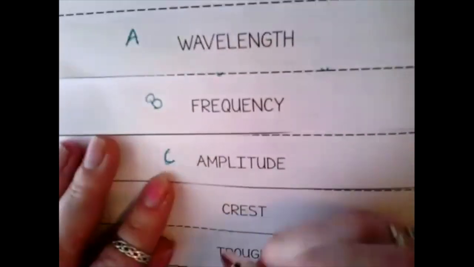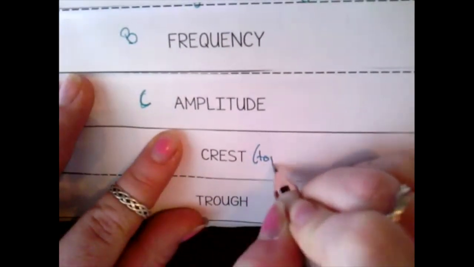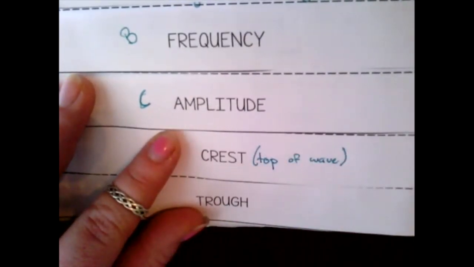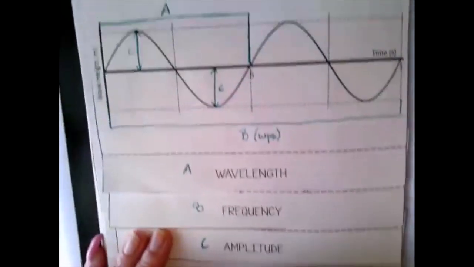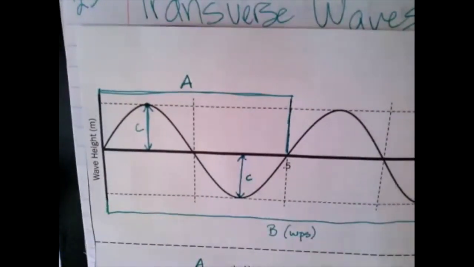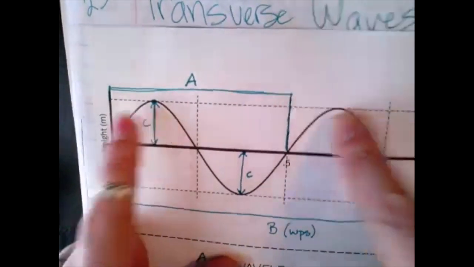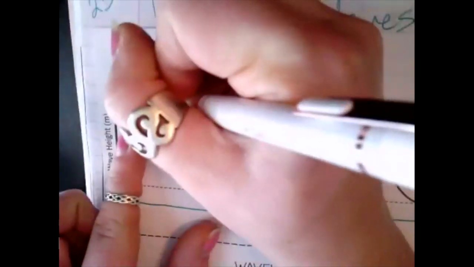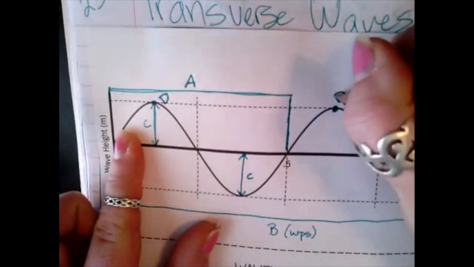So, crest, we don't even need to write underneath it. You can if you want. This is the top of the wave. So, how many crests do I have in this picture? Exactly, Nathan. There's two. One there, one there. It's the very top. It's that maximum displacement. Okay, so we've got our crest there and there.